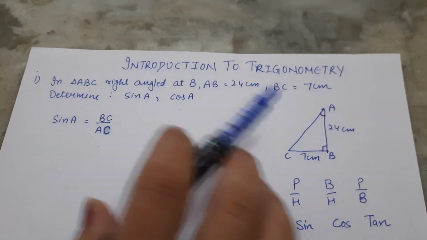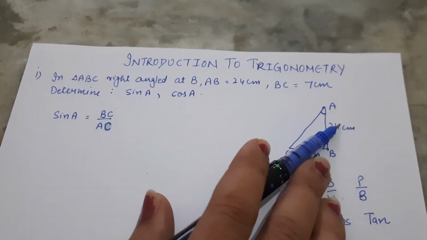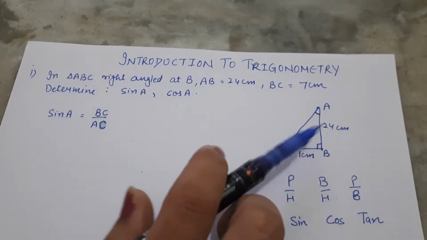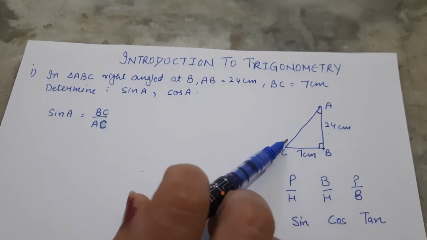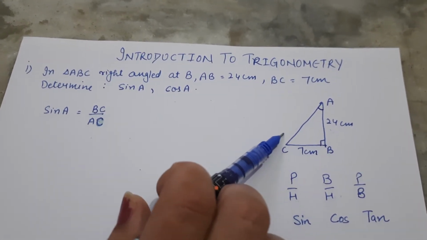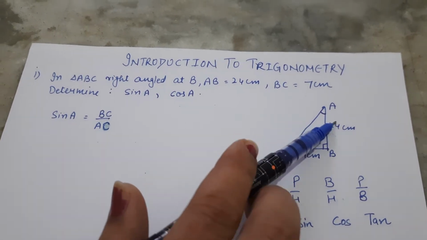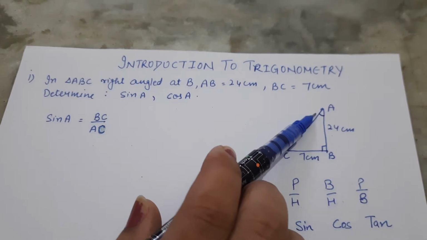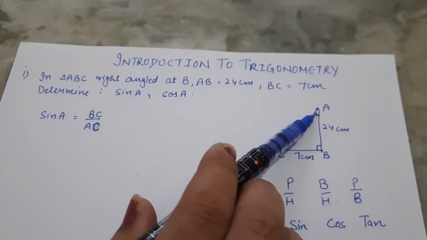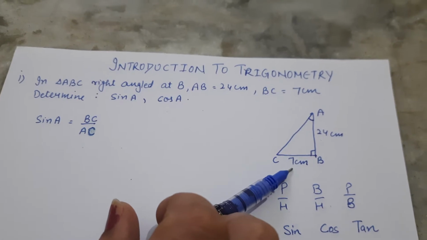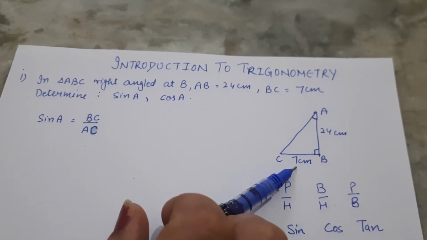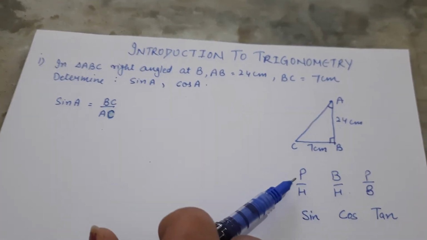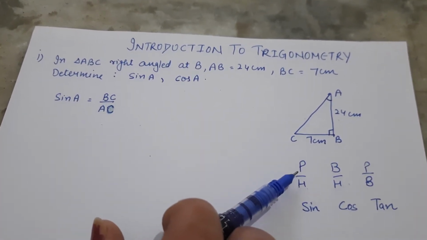So you can see we have to find this angle A, meaning sin A. In front of this angle, this side is the opposite side and this is the adjacent side. If we take angle C, then in front of angle C, this is the opposite and this one is the adjacent side. Now here we have angle A, so in front of it is our opposite side, and you can see it behaves like a perpendicular.